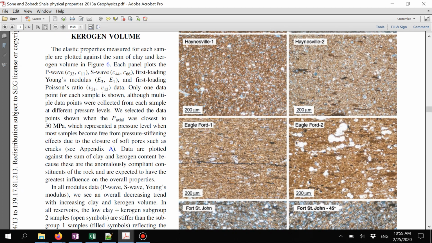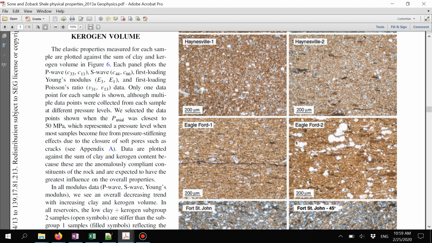You can see that very clearly in this picture, Eagle for number 2, and you can also observe it in this other one, Hainesville number 2. Those layers and lenses are kerogen. Those are organic matter. And organic matter tends to be a lot softer than the other mineral components like quartz or calcite and dolomite.